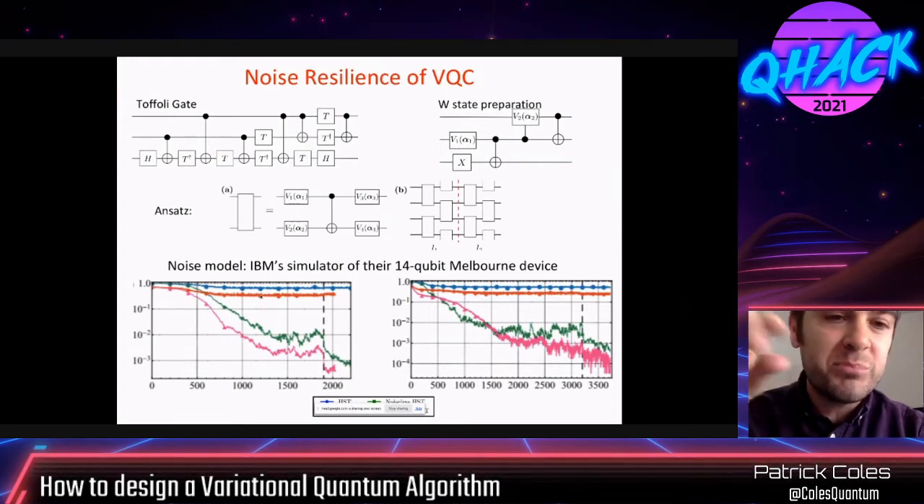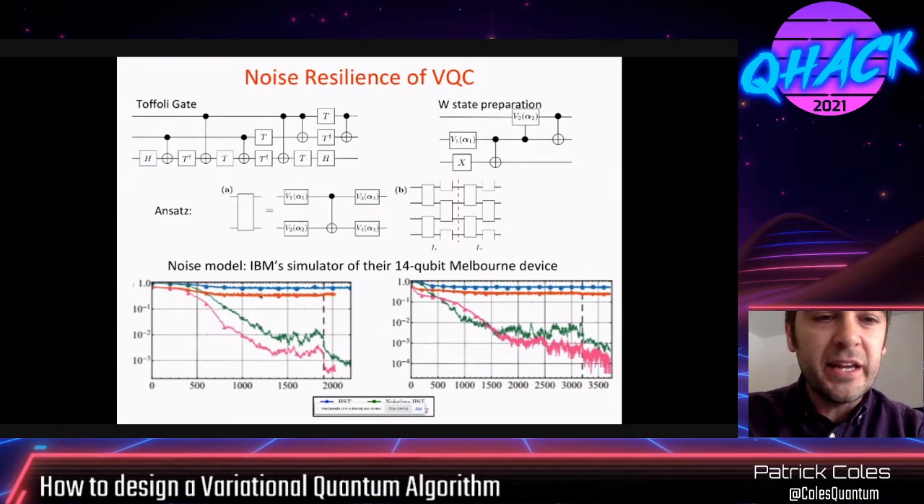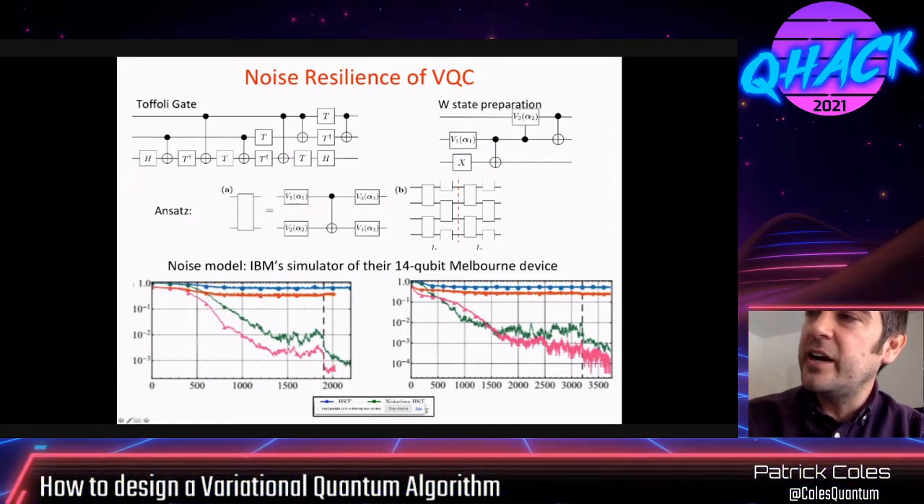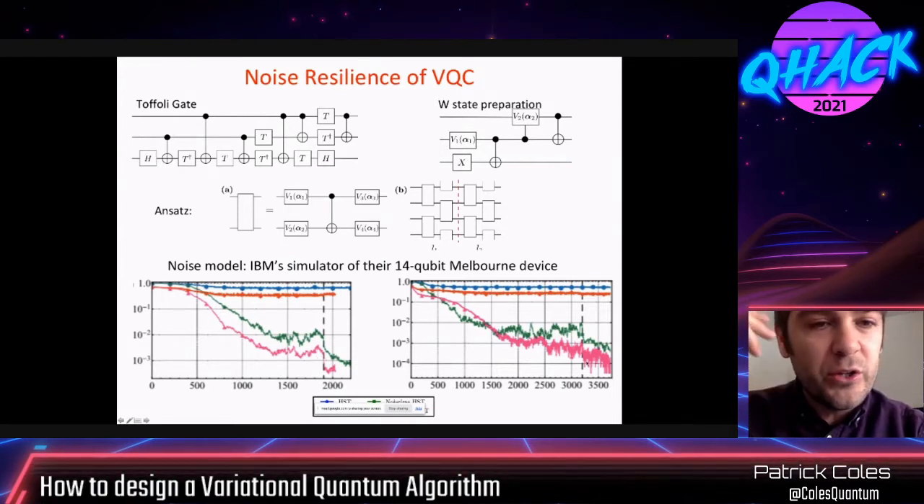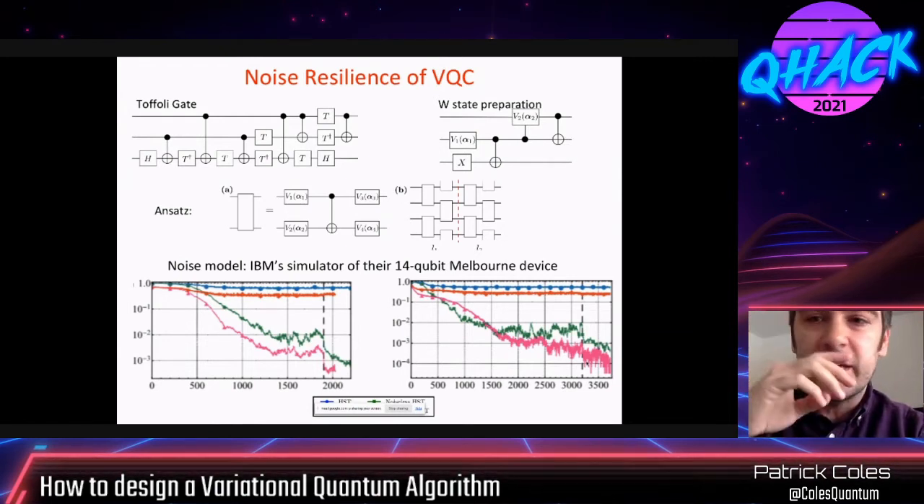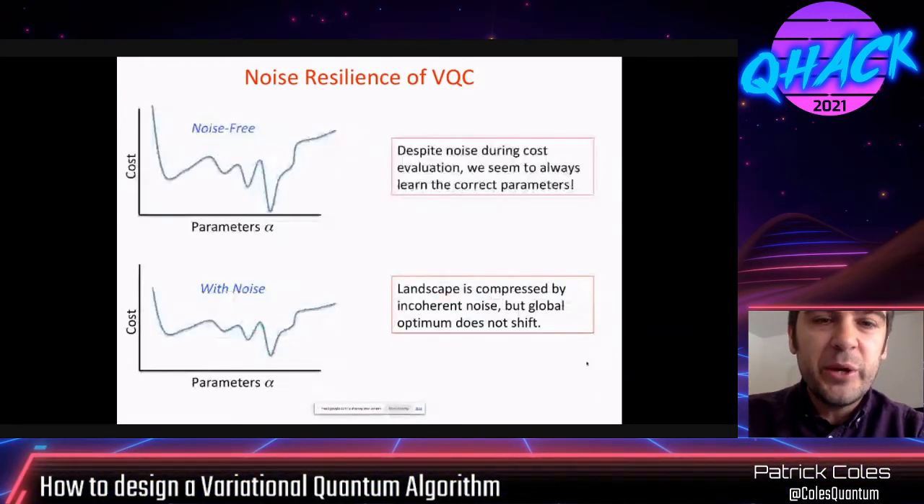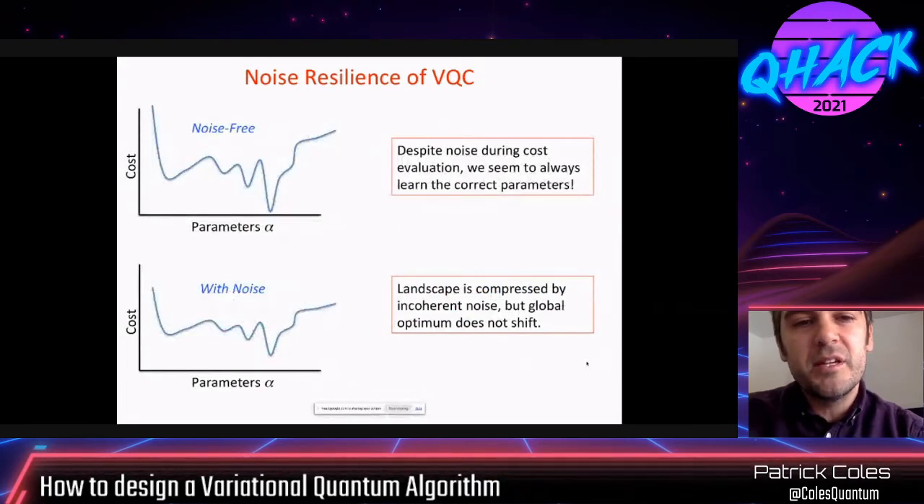But then when we take the parameters that we learned during the training and plug those parameters into the noise-free cost function, evaluating in the absence of noise, we find these green and pink curves, which were going down to like 10 to the minus 3, in some cases even 10 to the minus 4. This means that even though the noisy cost function looked like it wasn't making significant progress, the noise-free cost function was going down and down and down. So this was really exciting because it looked like, despite the noise during the cost evaluation, we always seemed to be learning the correct parameters.